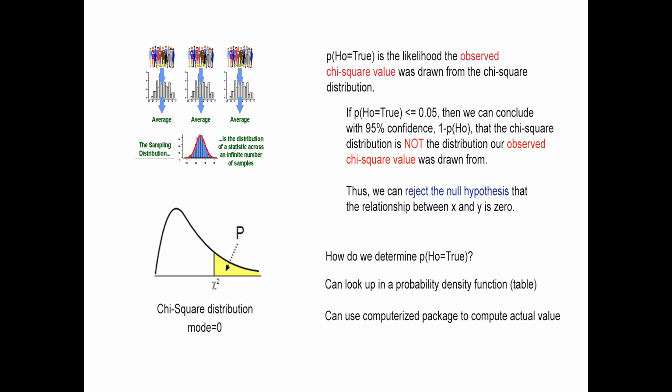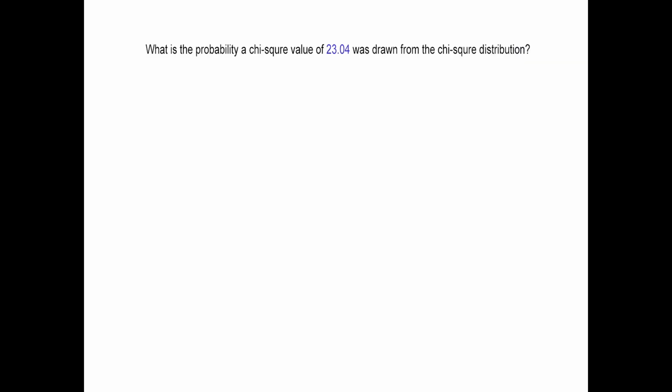Let's take a look at how we calculate pH0 using a table first. Recall from our example in our last video that our observed value of chi-squared was 23.04. Our question then is, what is the probability of drawing a chi-squared value of 23.04 from the chi-squared distribution?